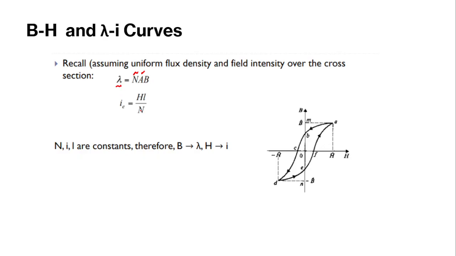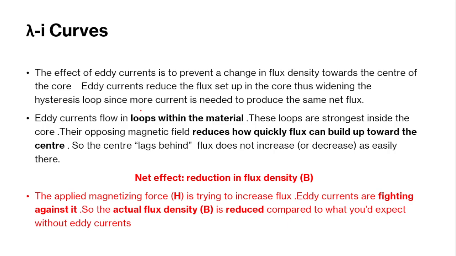So, just remember the saturation point. Just summarizing everything: the effect of the eddy current is to prevent a change in the flux density towards the center of the core. So the eddy current reduces the flux set up by the core, which is why there's a loss, and that widens the hysteresis loop.